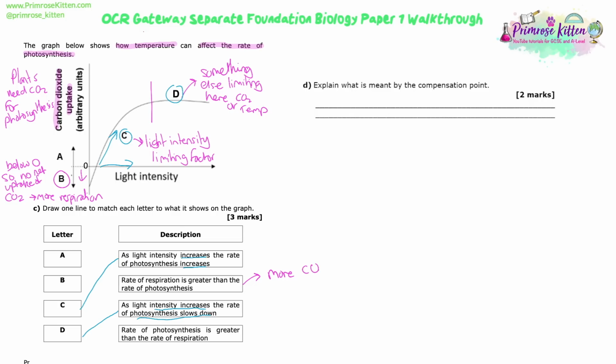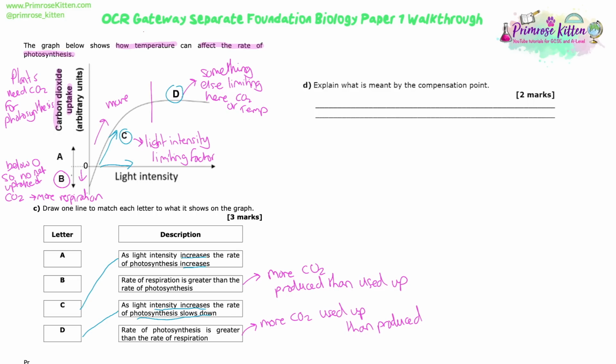One says the rate of respiration is greater than the rate of photosynthesis. That would mean that we were producing more carbon dioxide than we were absorbing, because respiration produces carbon dioxide and photosynthesis takes it up or uses it up. And then the other one is the opposite. So the rate of photosynthesis is greater than the rate of respiration. So that would say more carbon dioxide is being used up than is being given out. So this is going to relate to our A and B, because we've used our C and D already.